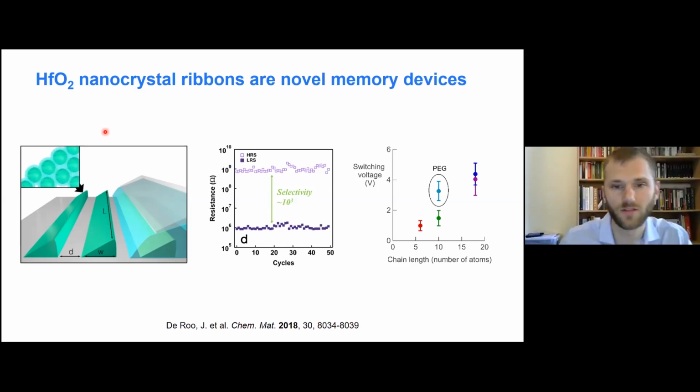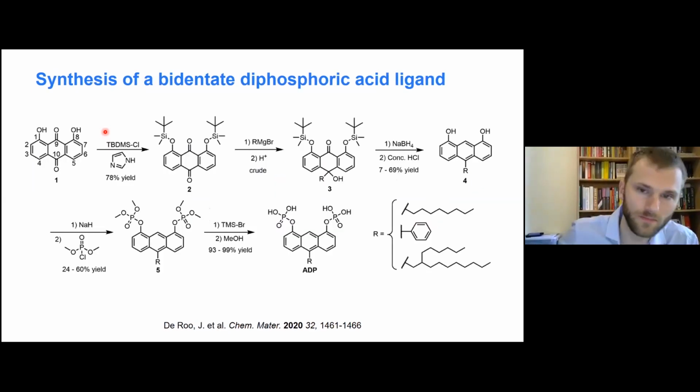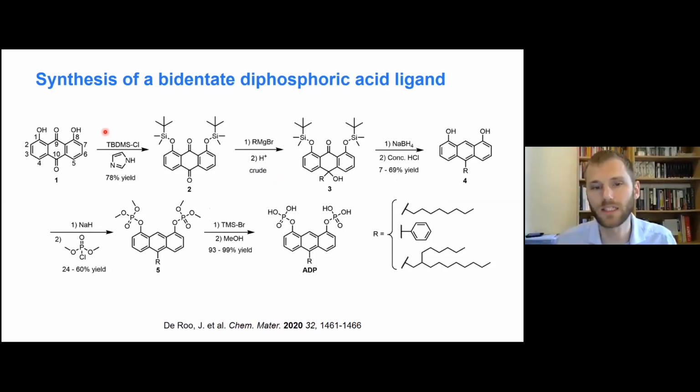Now you can ask yourself the question, what is better than one phosphonic acid? And that's, of course, two phosphonic acids. So in our quest to find the best binding ligand, we designed this particular moiety here, this particular ligand, with two phosphonic acids at a certain distance that we thought would be useful. So we synthesized this molecule.